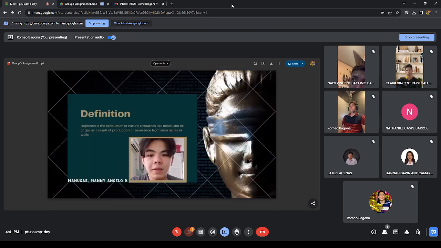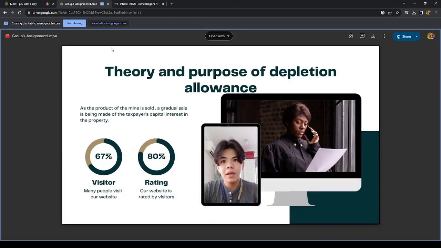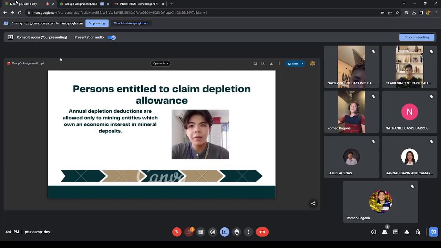So we're moving on to depletion. Depletion by definition is the exhaustion of natural resources like mines of oil or gas as a result of productive severance from such mines or wells. Theory and purpose of depletion allowance. As the product of the mine is sold, a gradual sale is being made of the taxpayer's capital interest in the property. Depletion allowance enables the taxpayer to offer the capital interest free at its cost or sum basis. Persons entitled to claim depletion allowance.